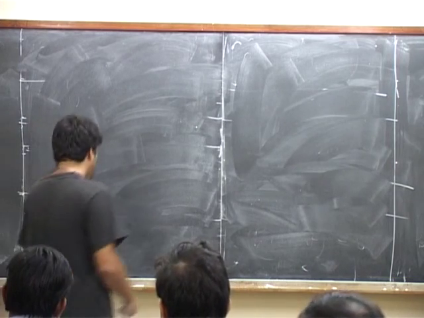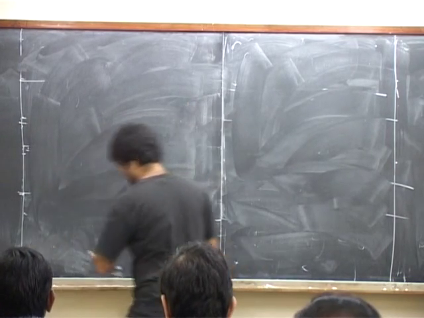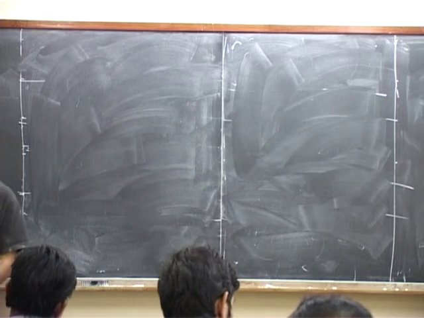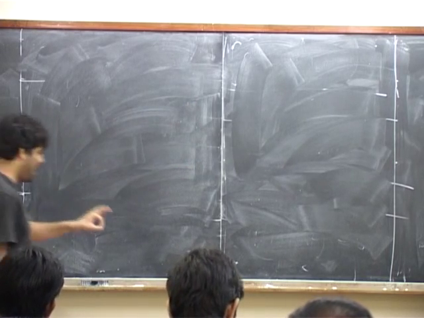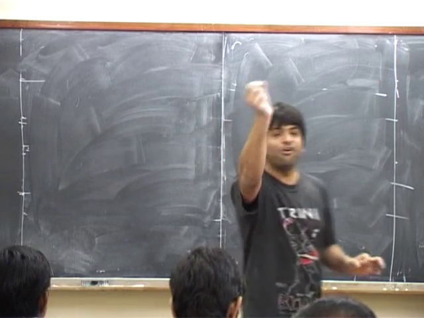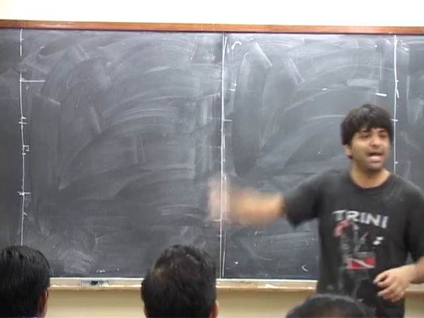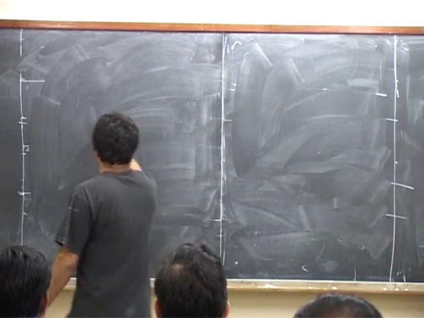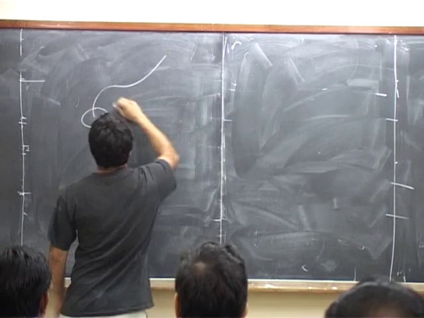Okay. So, how do we go about this? What's a string? A string is an object whose history in space-time is two-dimensional. It's an object, a loop, that also moves in time.